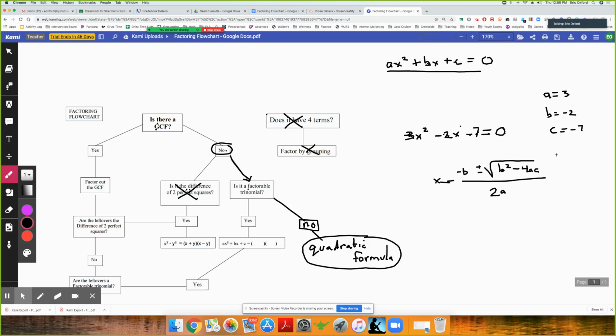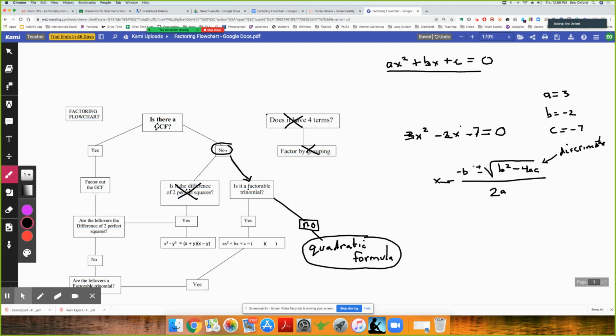Okay, so here's the other thing. This part underneath here, that's called the discriminant. You can use that to quickly find out if a quadratic is factorable, and that's another discussion. But we could have used that to figure this out.